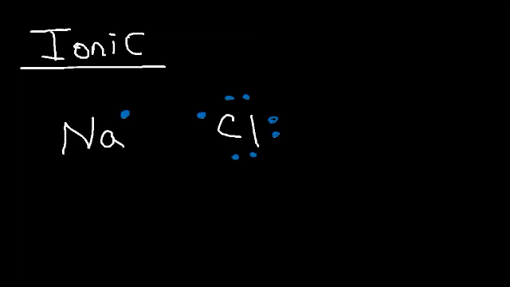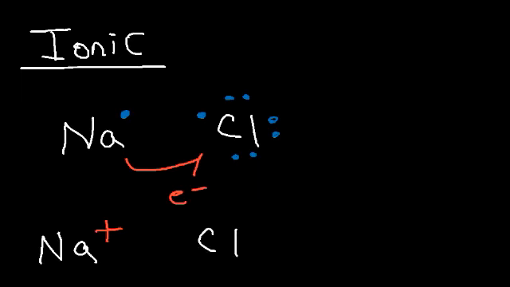So sodium is going to give chlorine one of its electrons, or valence electron, since it only has one. So as sodium loses that one valence electron, it's going to acquire a positive charge. And as chlorine gains that electron, it acquires a negative charge.